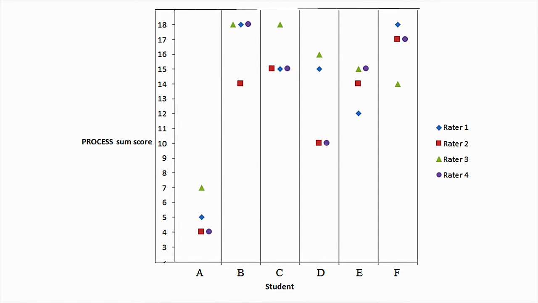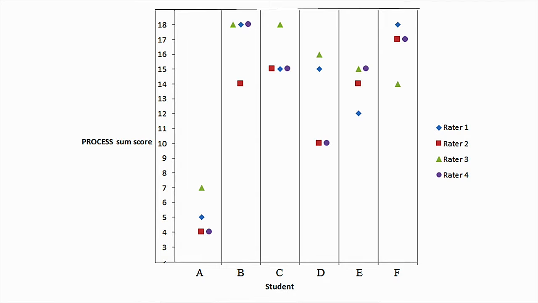Now, we will look at an example from our research that shows how using multiple raters can introduce discrepancies in reporting student ability. This figure displays the PROCESS score given to 6 different students, represented by A through F on the x-axis, by the 4 raters, represented by the different colored shapes. The range for possible scores on YouTube problems scored using the PROCESS rubric is 0 for a submission that got nothing correct, up to 18 for a perfect solution.